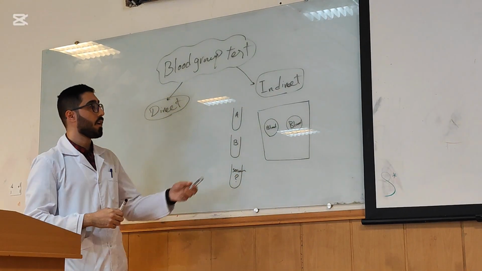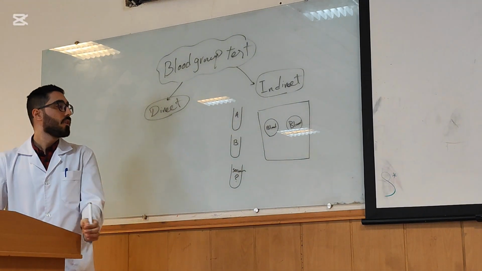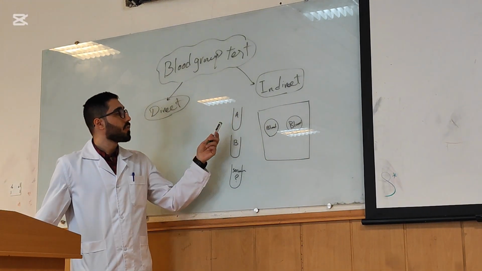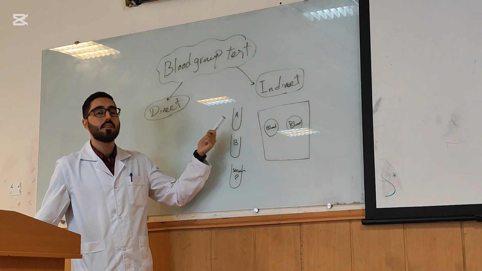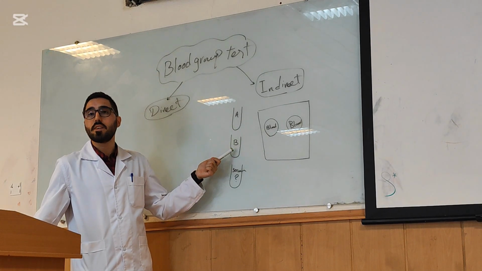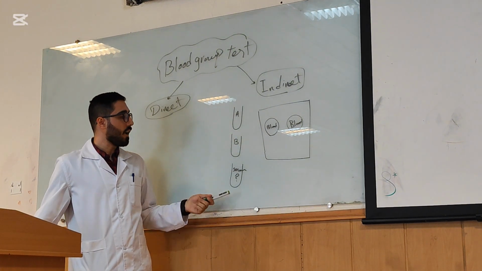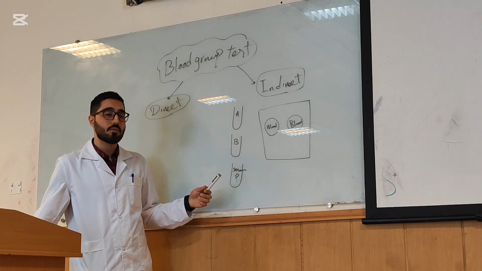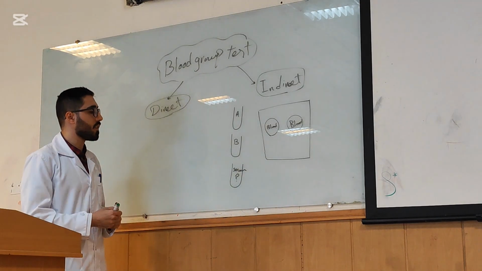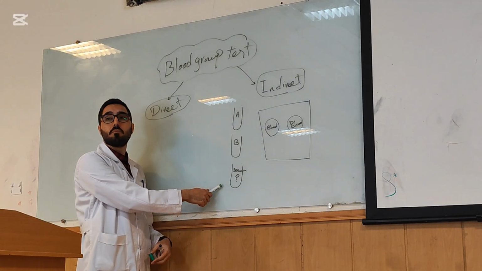In the indirect method, or back type, you have tubes with blood group A and blood group B. We know that already. And we have the serum of the patient. You must see and report the blood group of the serum. Okay?